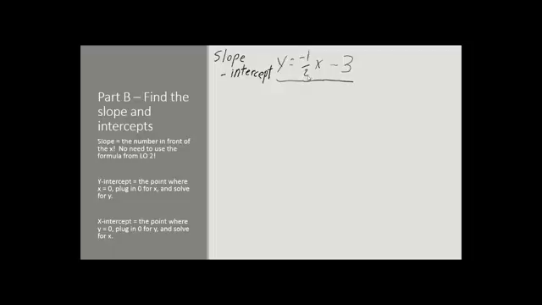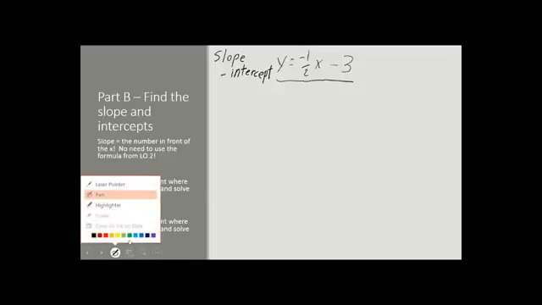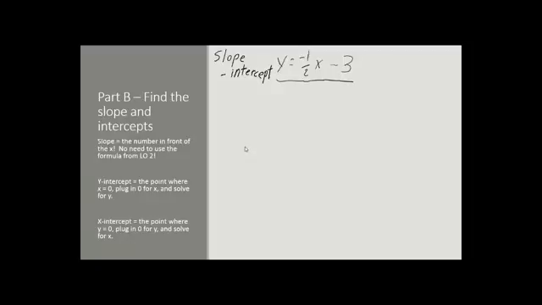Now that our equation is in slope-intercept form, it's going to make it a lot easier to find the slope and the intercepts. The good news here is that a lot of the hard work we've already done. The slope of this line is simply the number that's in front of x, the negative 1/2. No math required right here. We have our answer right now. It's just negative 1/2.